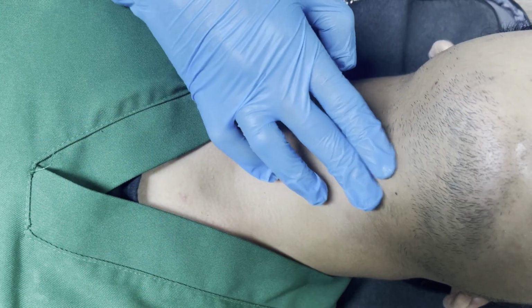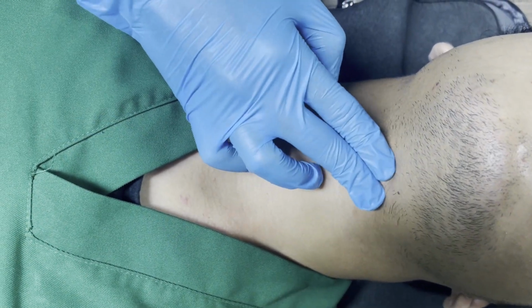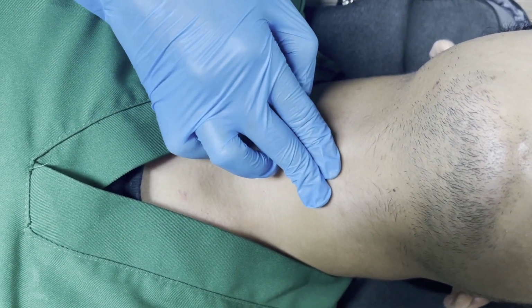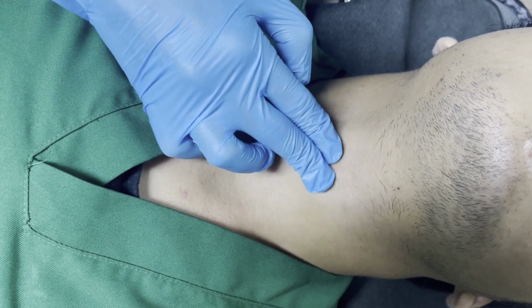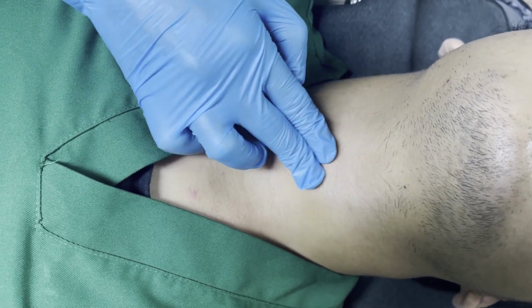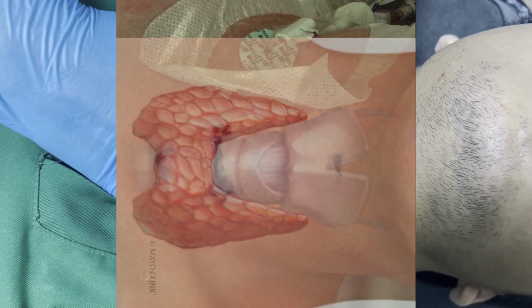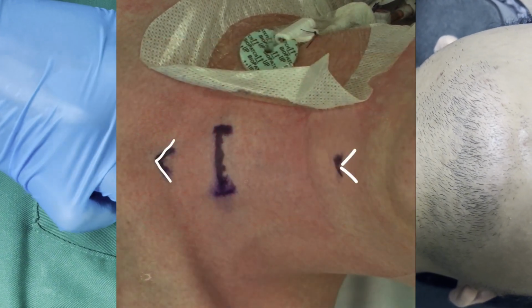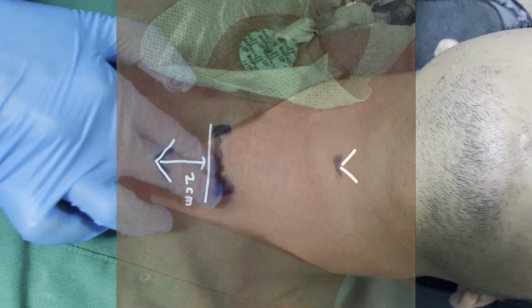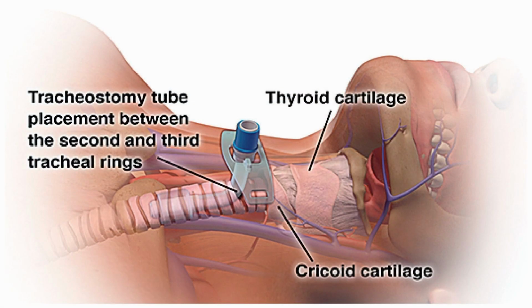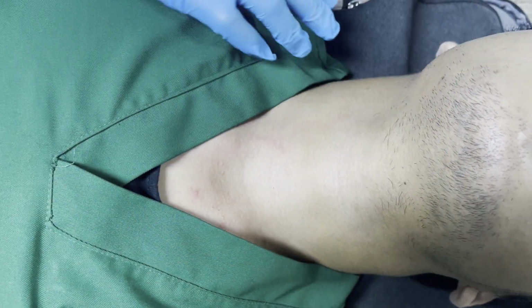Identify the thyroid prominence. Moving inferiorly, the finger slips into the depression of the cricothyroid membrane, followed by the solid prominence of cricoid cartilage. The skin incision is typically placed 1 finger breadth below the cricoid prominence or 2 finger breadths above the sternal notch. The tracheostomy is created below the first tracheal ring to avoid subglottic stenosis as a result of scarring.